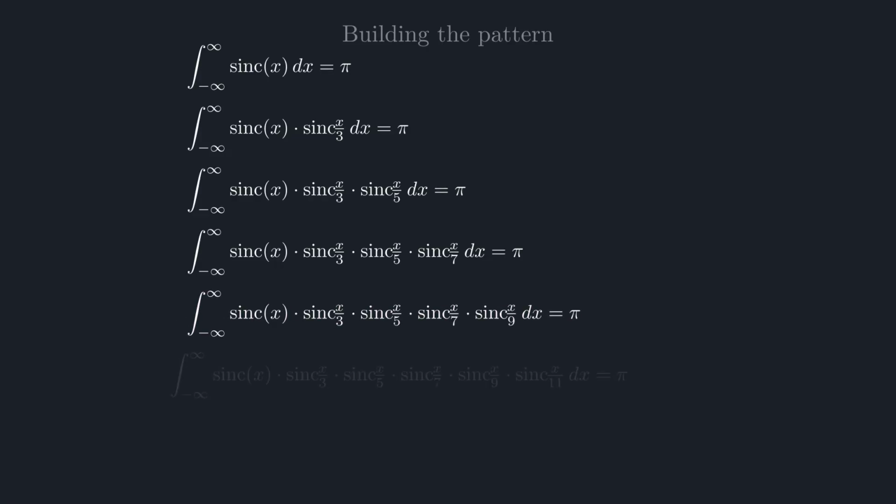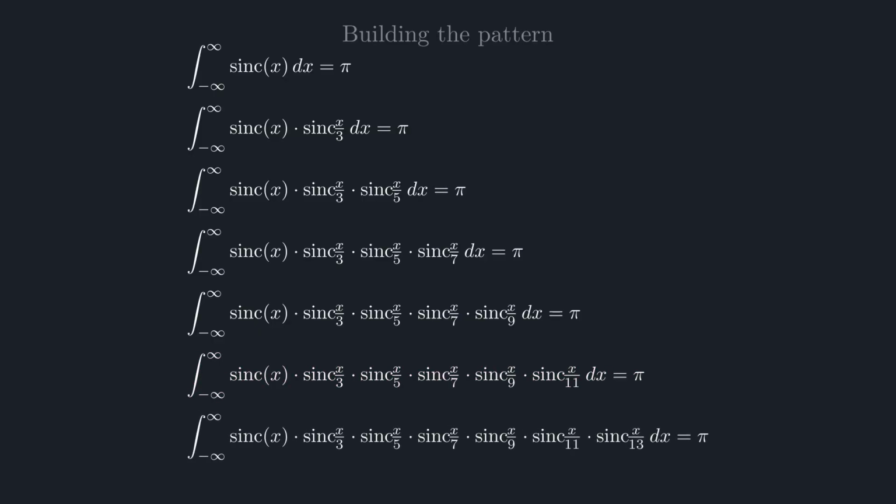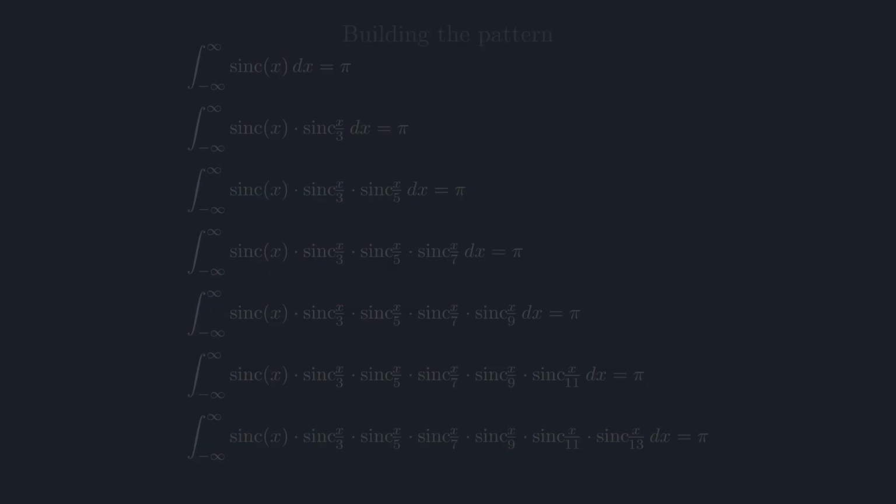Pi. Sinc of x over 11. Pi. Sinc of x over 13. Still, exactly pi. That is 7 integrals in a row, all equal to pi. The pattern seems bulletproof. Why would it ever stop?